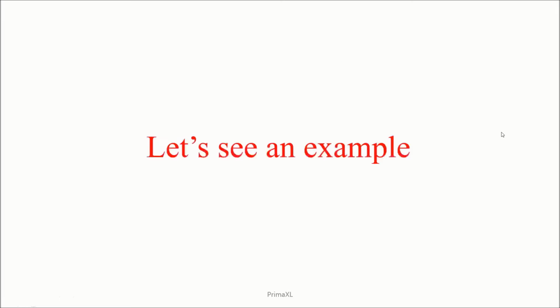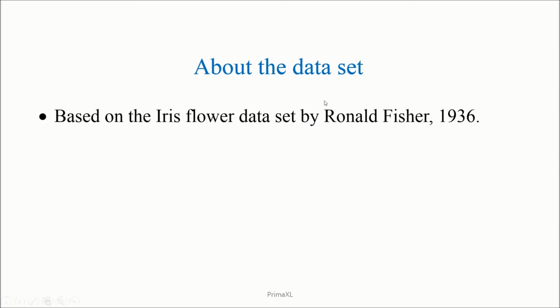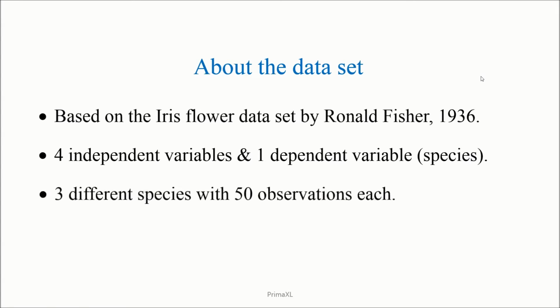Okay, now it's time to go through an example. The data for the example comes from the iris flower data by Ronald Fisher. It was published in 1936. This data set has 4 independent variables and 1 dependent variable, which is the species label. There are 3 different species with 50 observations or rows in each. This makes 150 observations or rows in total.